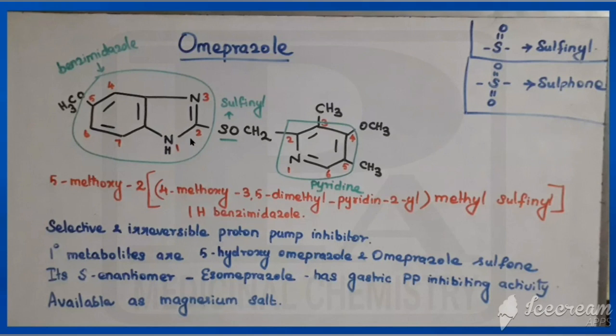So what is the structure of omeprazole? It has benzimidazole, connected with sulfinyl in the second position, and that sulfinyl is connected to methyl, which is connected to the second position of pyridine. In pyridine, the third and fifth positions have methyl, whereas the fourth position has methoxy. The benzimidazole also has methoxy, but in the fifth position. So that's all about omeprazole.